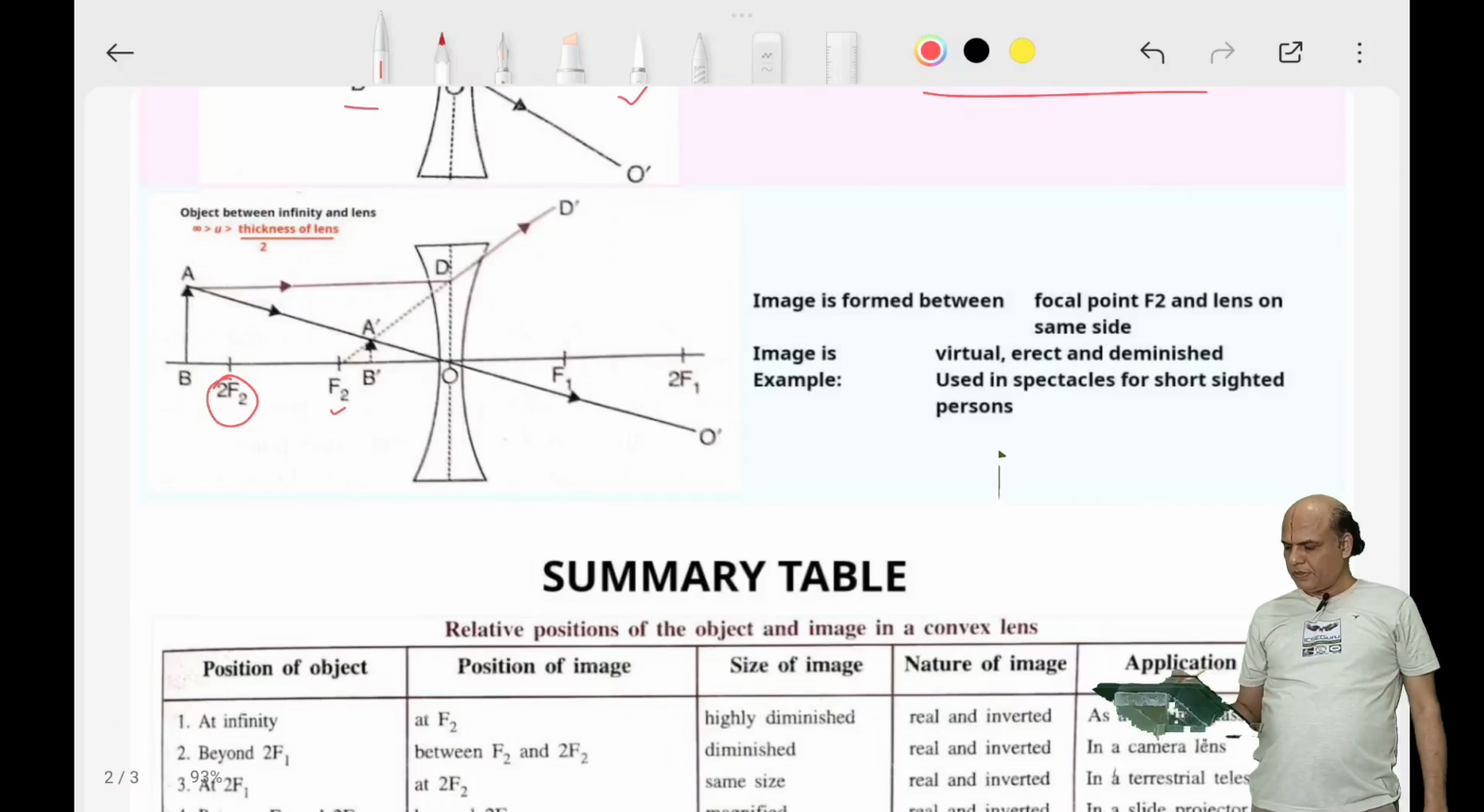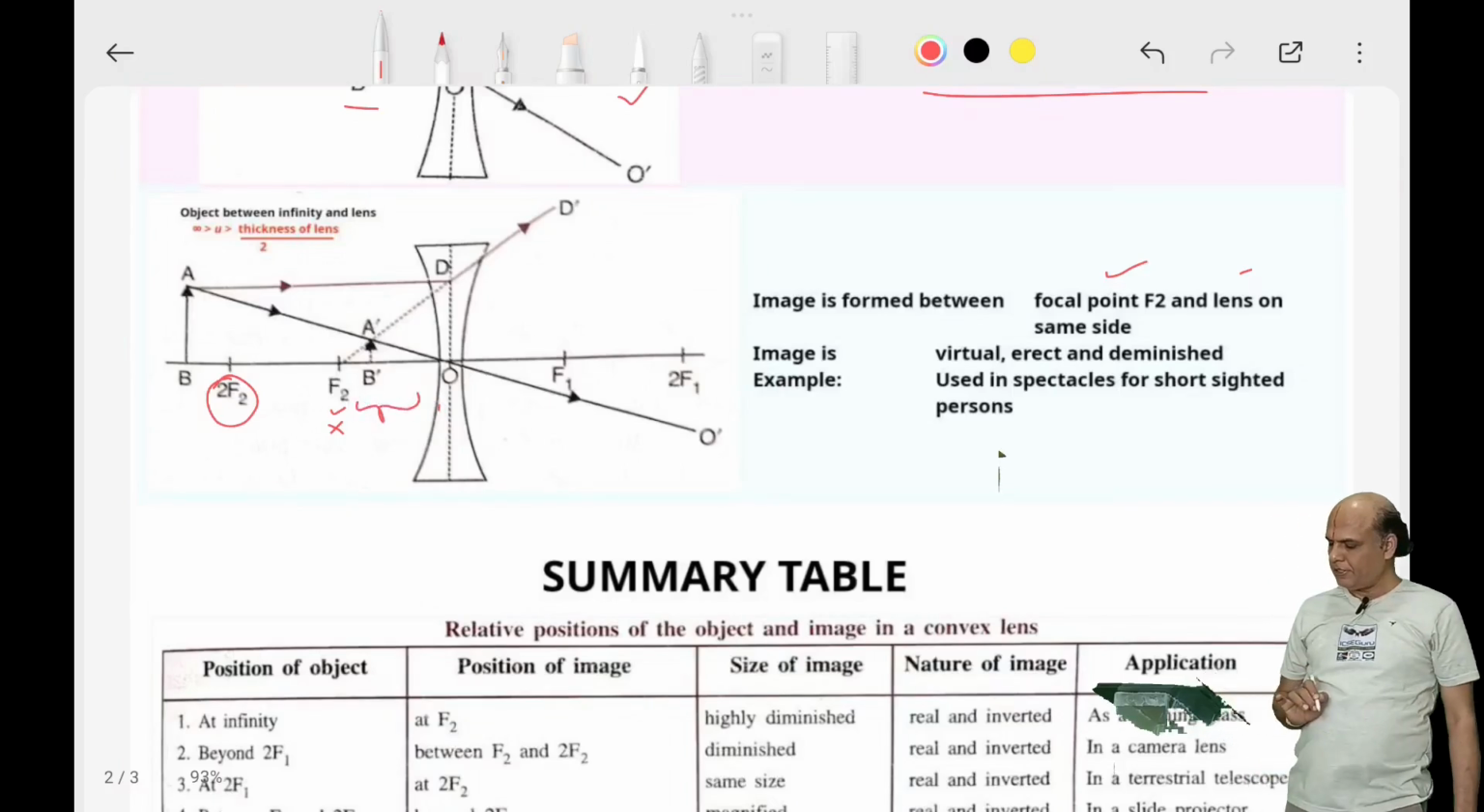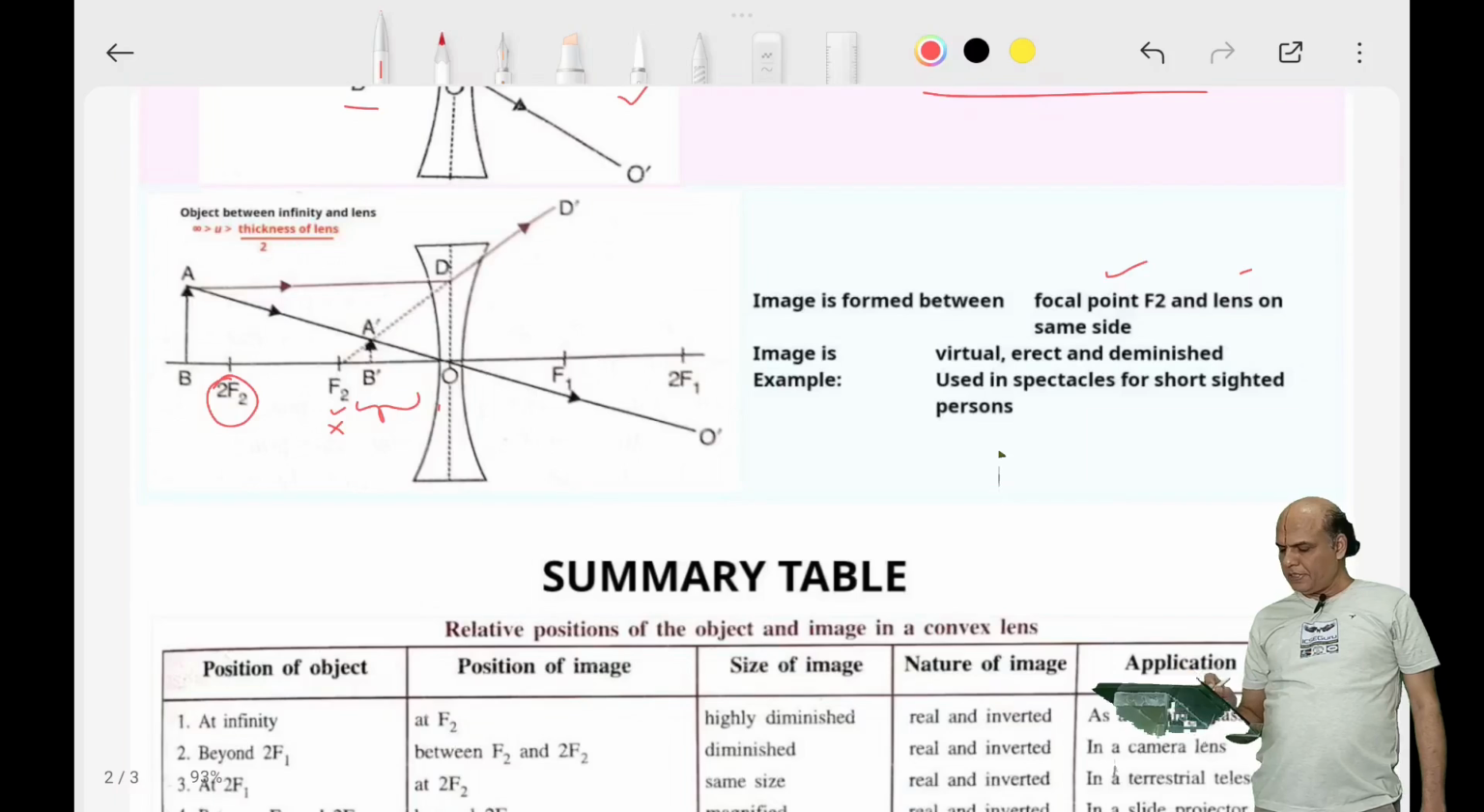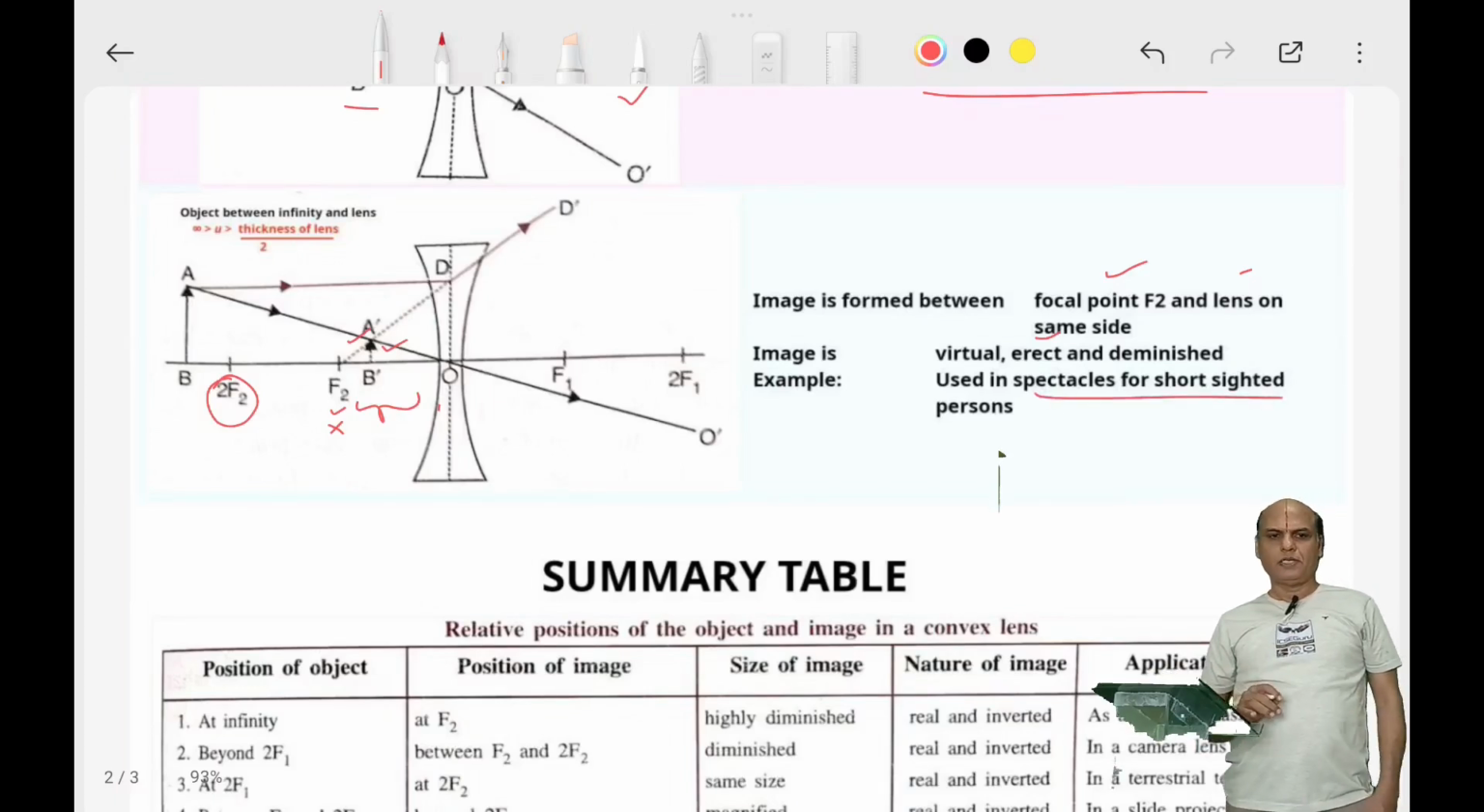If you notice, the image is formed between the focal point and the lens on the same side. So this is the focal point and this is the lens. The image is diminished, erect, and virtual. The image is formed on the same side of the object. So such a lens is used in spectacles for short-sighted persons.